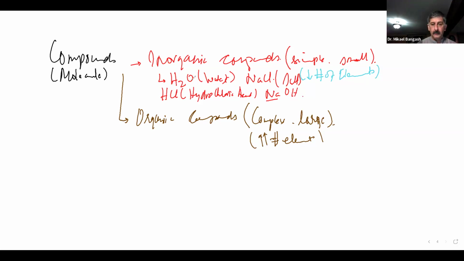Small molecules have a simple chemical structure. For instance, look at water: it's one oxygen with two hydrogens. That's the chemical structure of a water molecule.